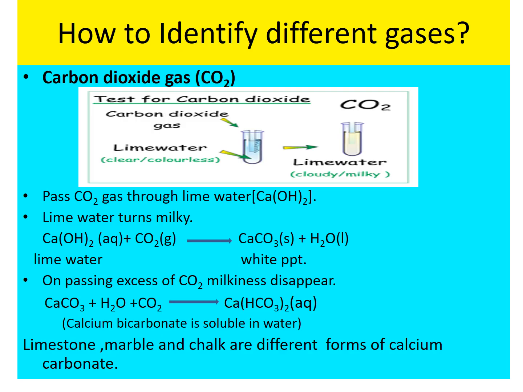But if you pass excess carbon dioxide through this calcium carbonate, what will happen? The milkiness will disappear again, because of the formation of a new substance, calcium bicarbonate, and this calcium bicarbonate is soluble in water. That's why the milkiness from the lime water disappears.